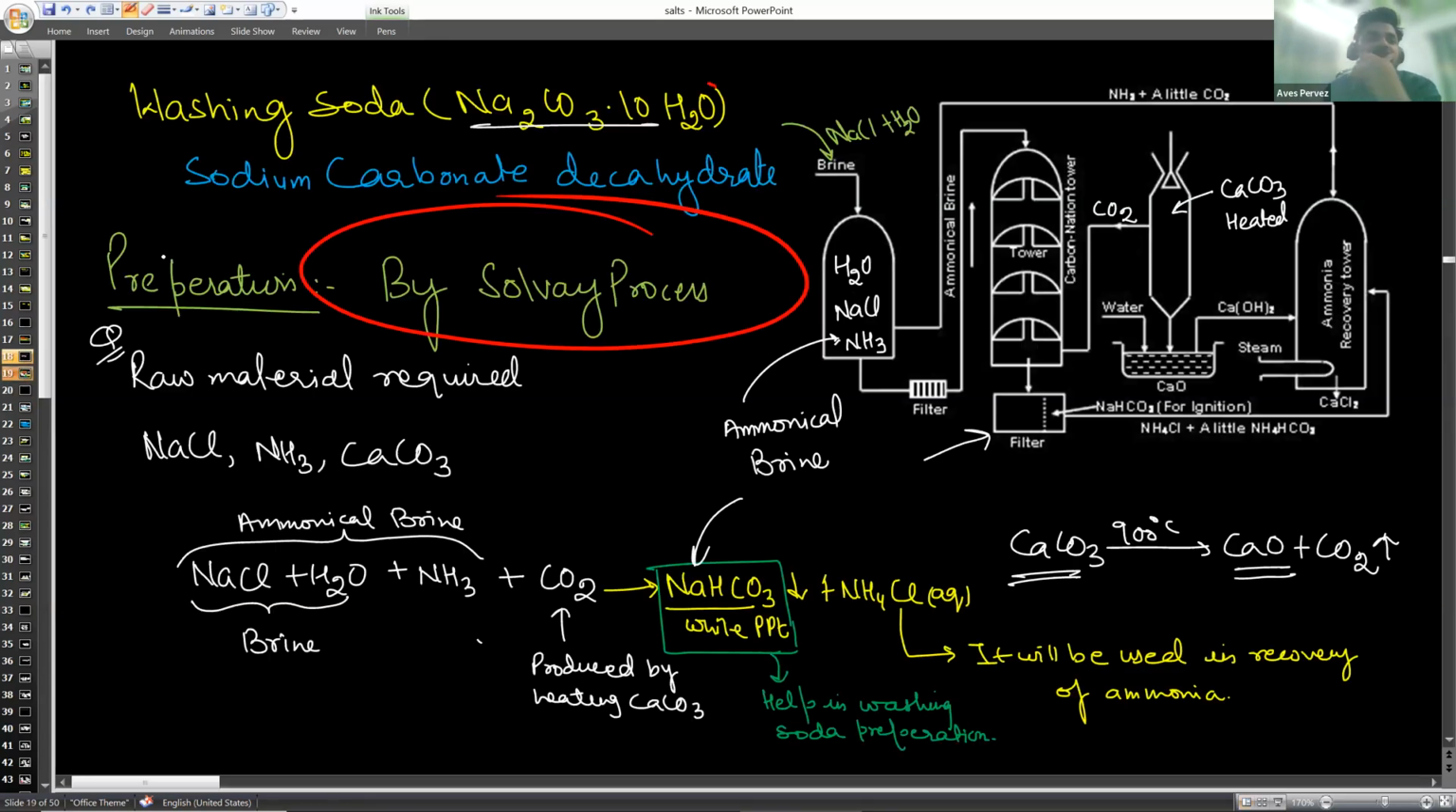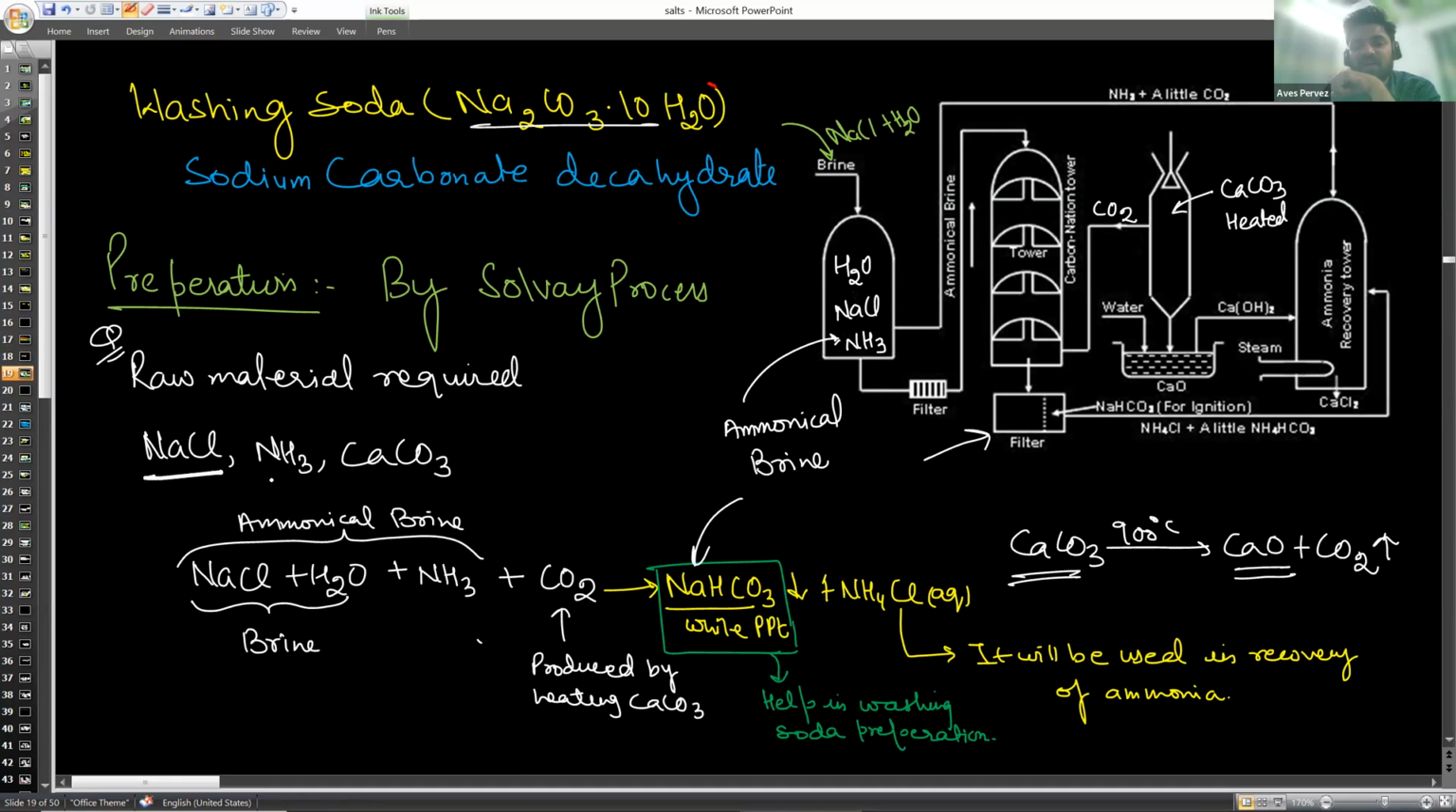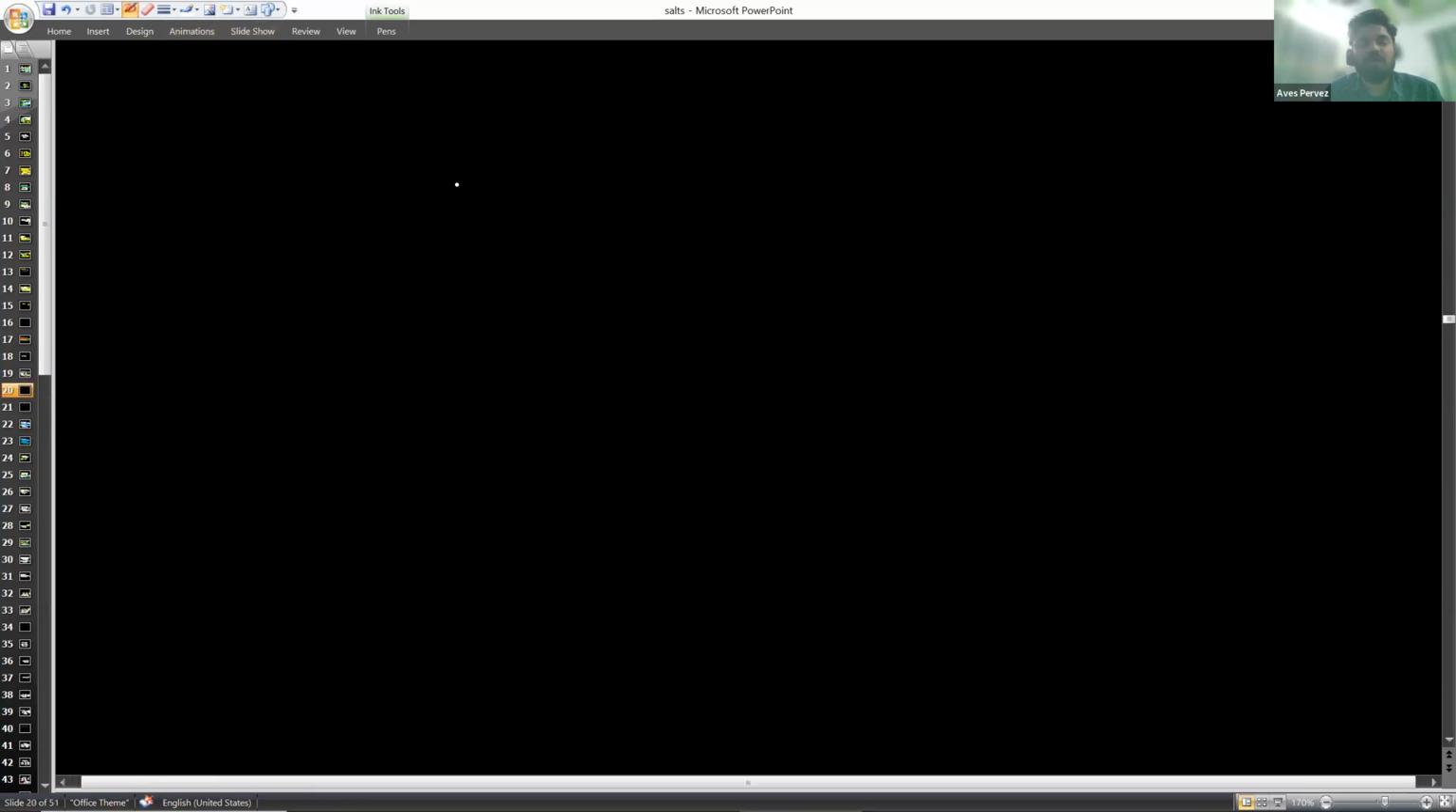Let me explain to you. You can check here how it is prepared by the Solvay process. What are the raw materials being required? The raw materials required for washing soda are NaCl, ammonia gas, and calcium carbonate. Water is not taken as a raw material because most of the time water is easily available, so we don't take it as a raw material.